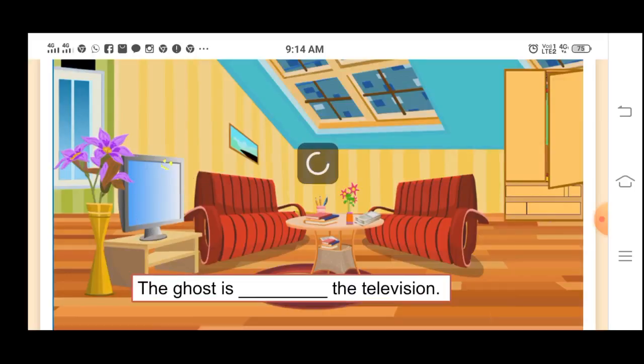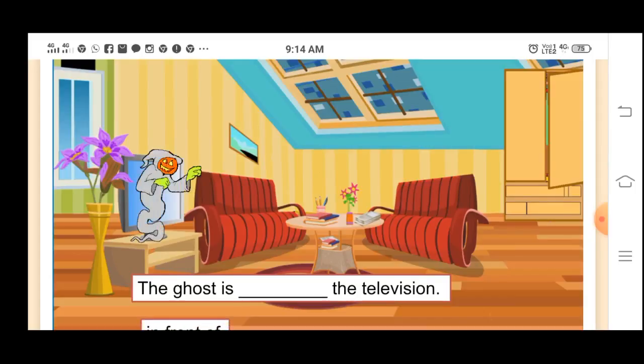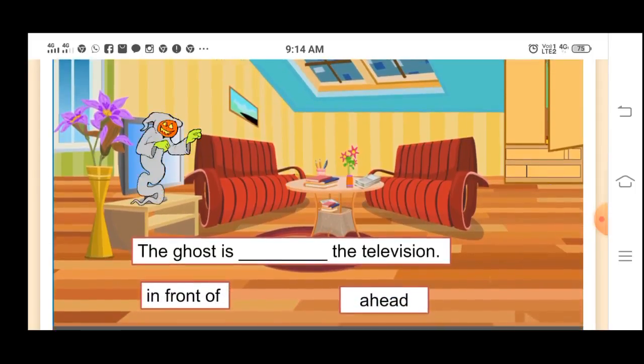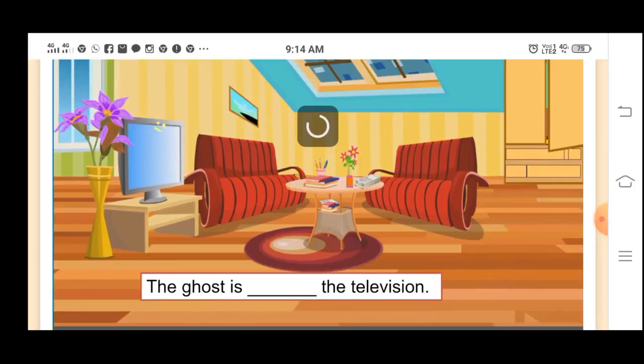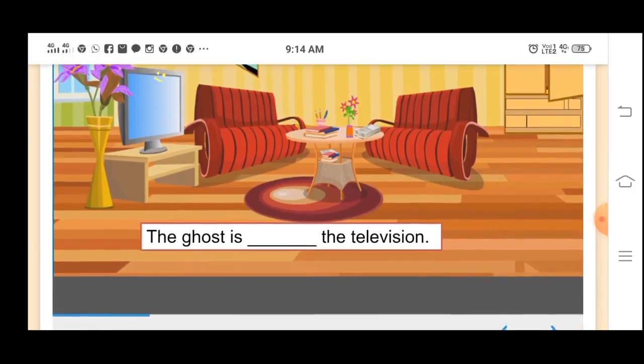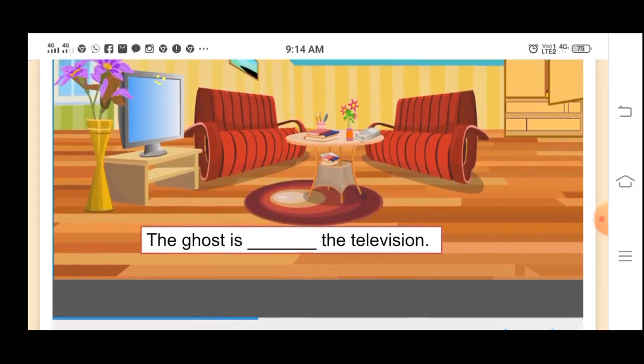The first one. The ghost is dash the television. Fill in the correct preposition. In front of or ahead. Yes, the correct preposition here is in front of. The ghost is in front of the television. The first ghost leaves the house.